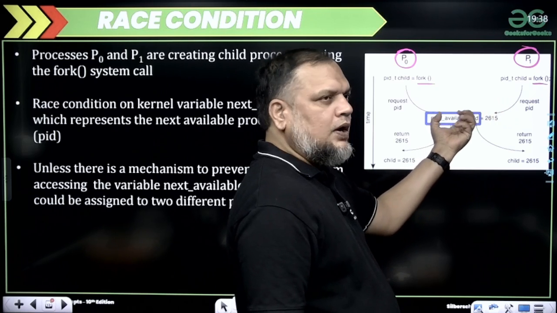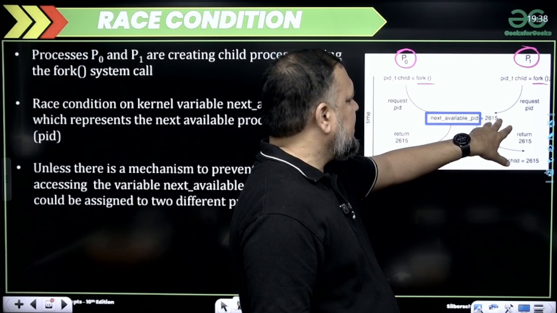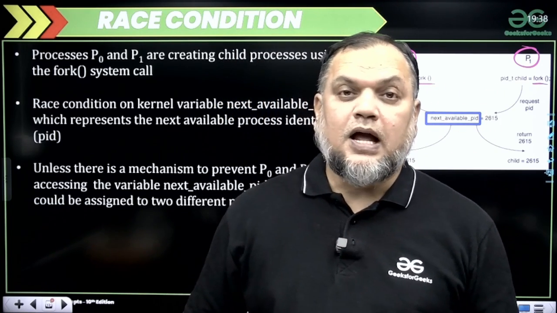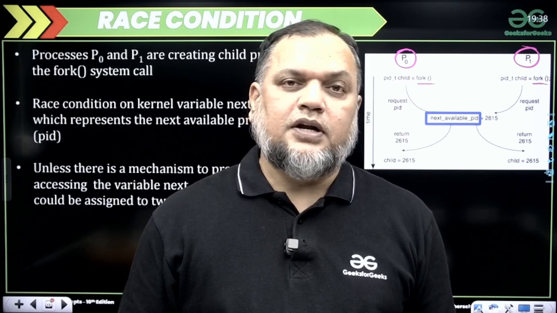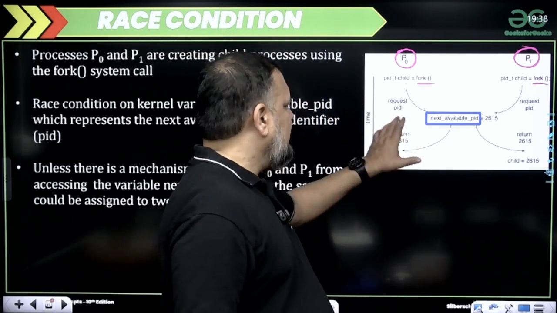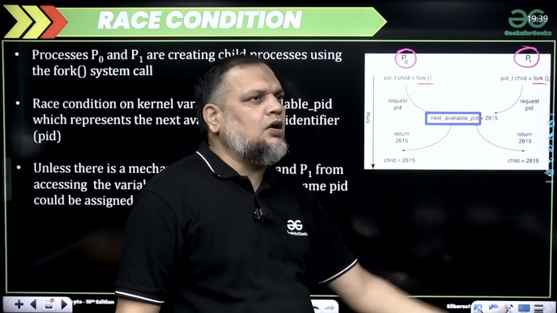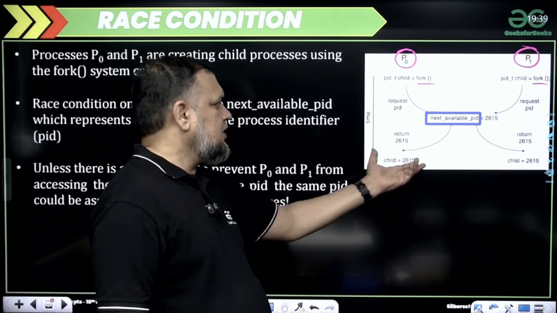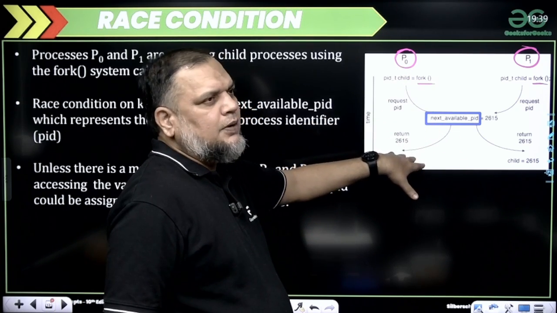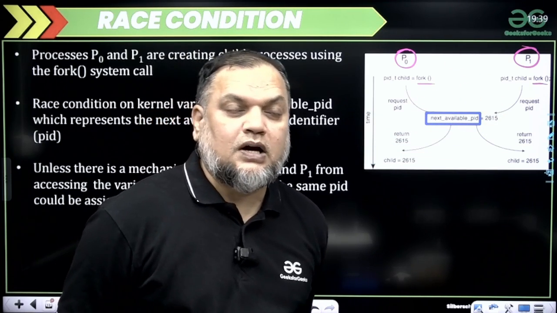If there is no proper coordination in the operating system kernel, there is a possibility that the same value may be returned to both the processes, and that is totally absurd. That is totally dangerous, because I can't have two processes with the same ID. This child will have the same ID 2615. This child will also have 2615, which will lead to chaos, and that is what we call race condition leading to inconsistency. The child created by P0 will have ID 2615. The child created by P1 will also have ID 2615.